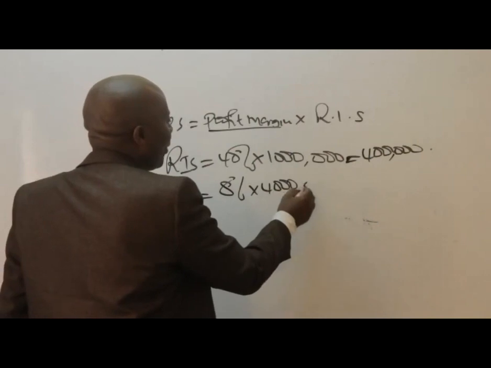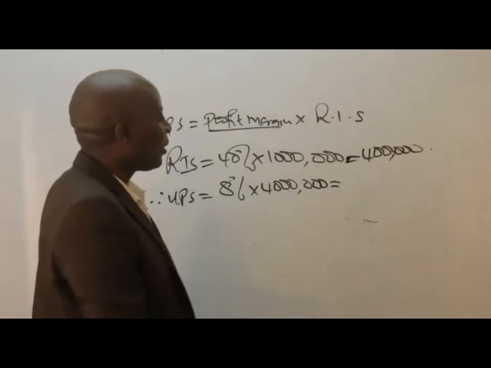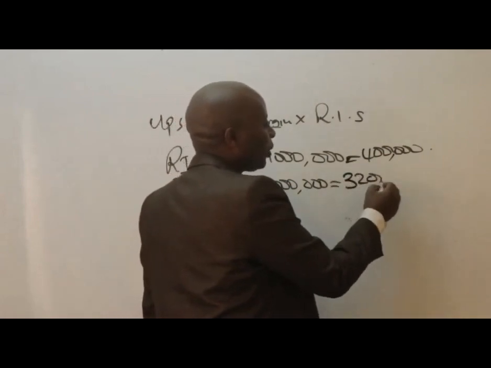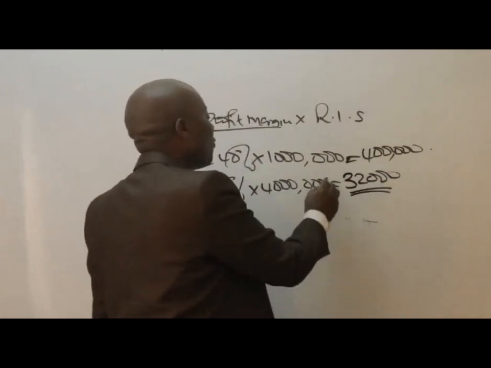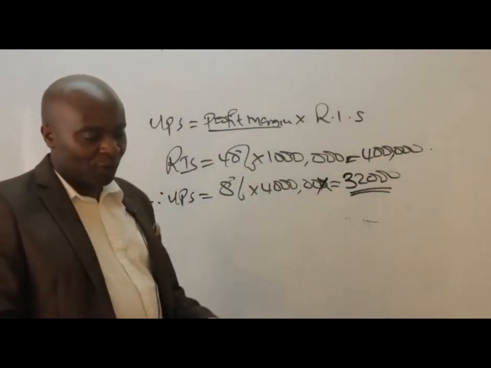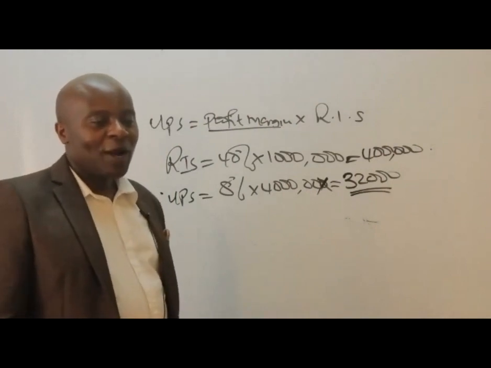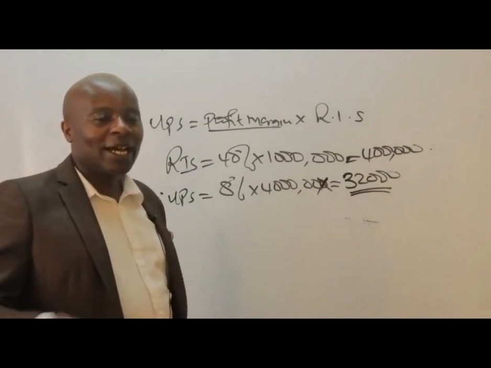Therefore, my UPS, if I go by the formula here, will be 8% of 400,000, which will end up giving me how much, ladies and gentlemen? Is it not 32,000? So the ones who got 32,000 are correct.